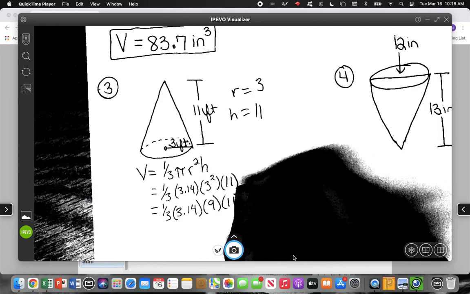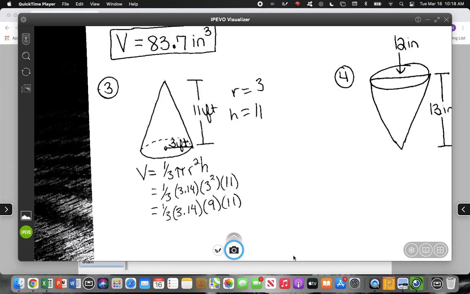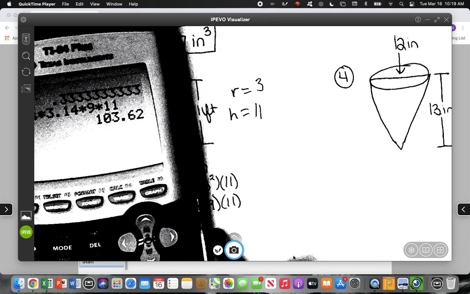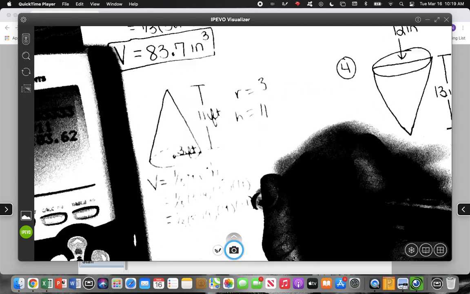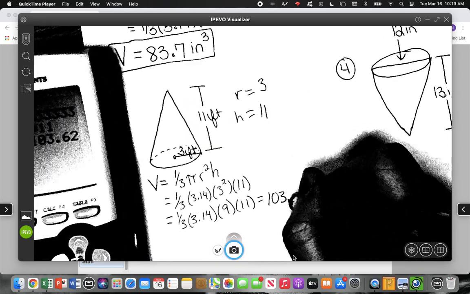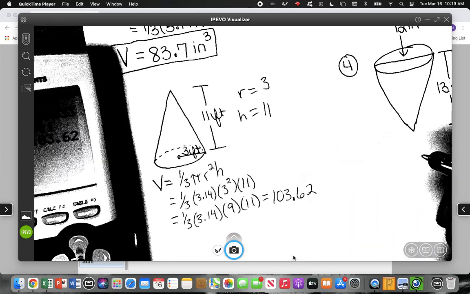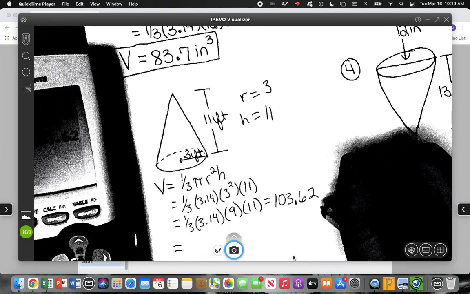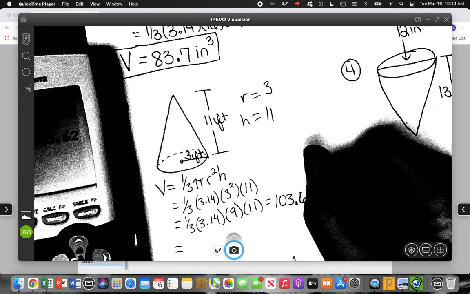Okay, so now whenever we punch this into our calculator, 1 divided by 3. And that gives us that repeating decimal 0.3, right? And then times 3.14 times 9 times 11. So what did we get? 103.62. Yep, that's what I got too. I want to round to the nearest tenth. So what am I going to look at? 103.6, right? Because this 2 here.